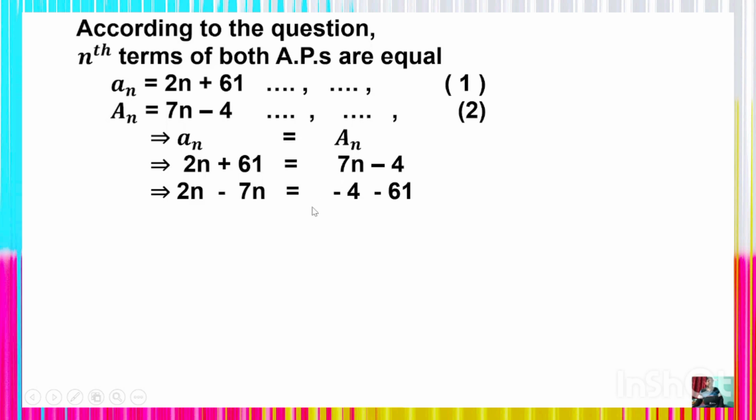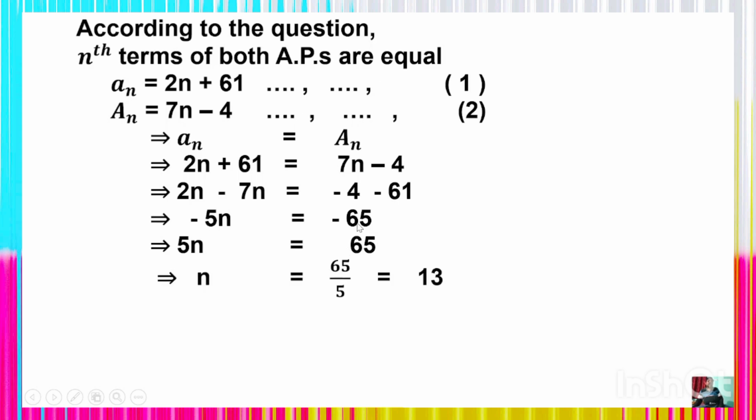You see, this plus 7n will be transposed to the left hand side, which is minus 7n. And here this is minus 4 and this plus 61 has been transposed to the right hand side. Thus we get 2n minus 7n is equal to minus 4 minus 61. Thus we get minus 5n is equal to minus 65. And here 5n is equal to 65, because minus 5n will be plus 5n and minus 65 will be plus 65, the signs change. And n is equal to what? 13. Thus n is equal to 13.